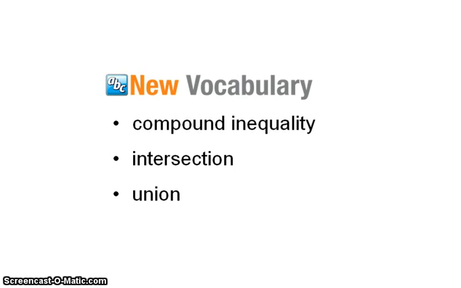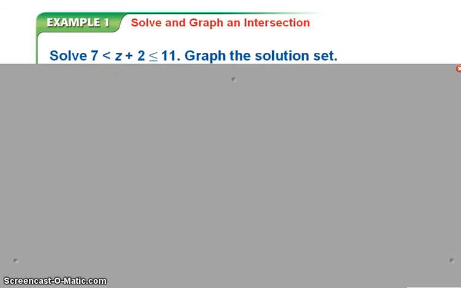You know the vocabulary that we've already talked about: compound inequality, intersection, and union. So let's take a look. Okay, our first example. Solve and graph this compound inequality. And again, it's a compound inequality because we have two inequalities put together. It's kind of like a compound sentence in language arts. So we want to solve this compound inequality, and then graph the solution set.